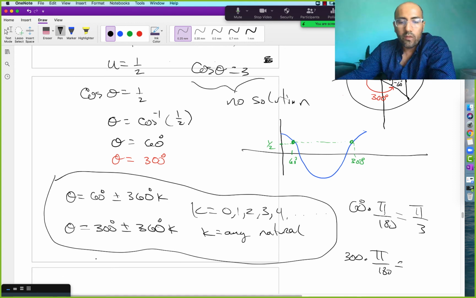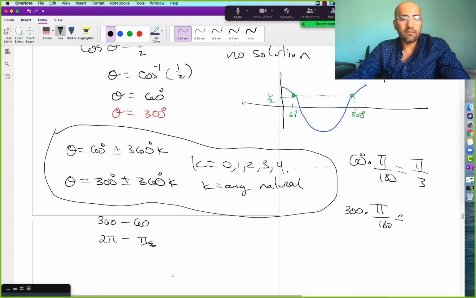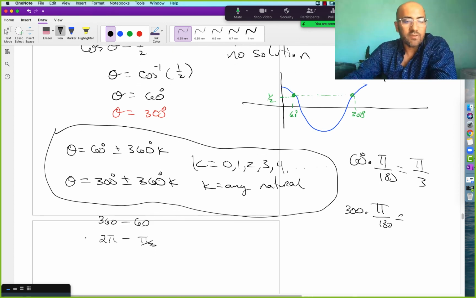Or the other way you can do it is by noting that we got 300 by doing 360 minus 60, right? In quadrant 4, the reference angle is going to be 60 degrees. And that's how we got to that. So this is equal to 2 pi minus pi over 3 in radians. Common denominator is going to be a 3 over 3. We get 6 pi minus pi over 3 gets you to 5 pi over 3.